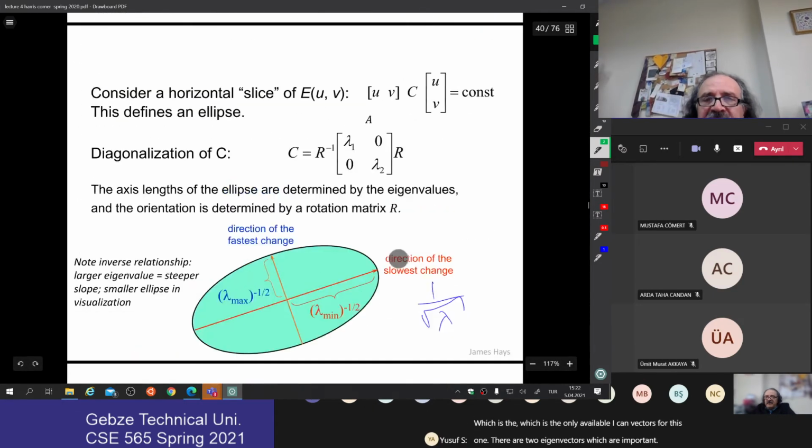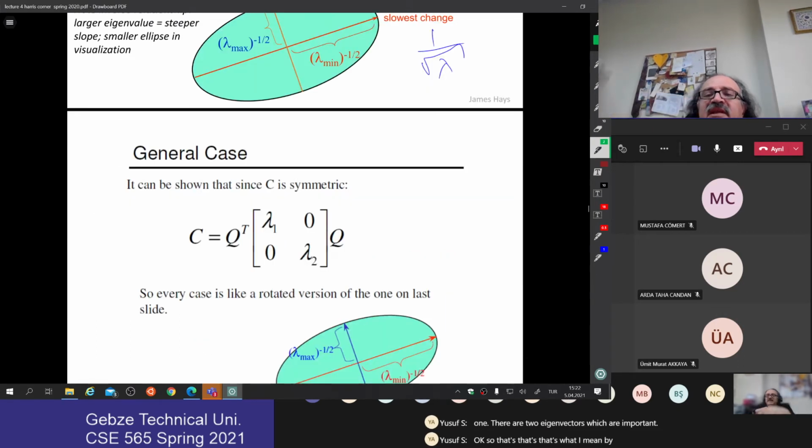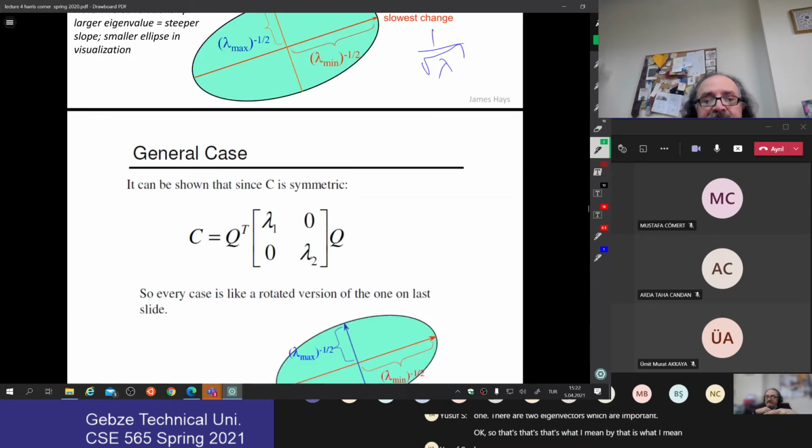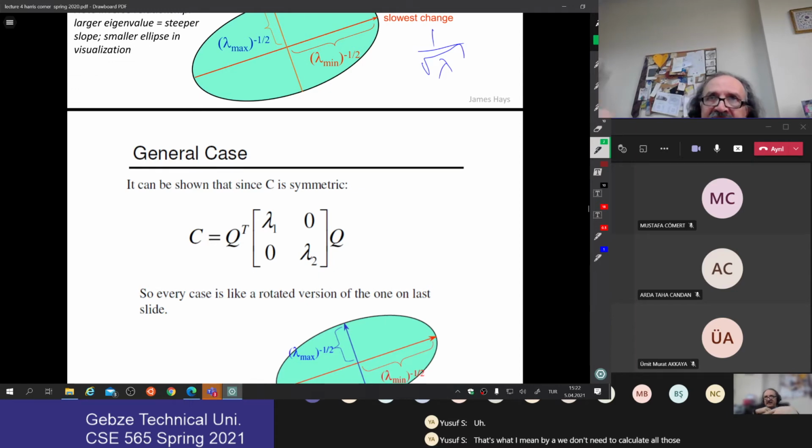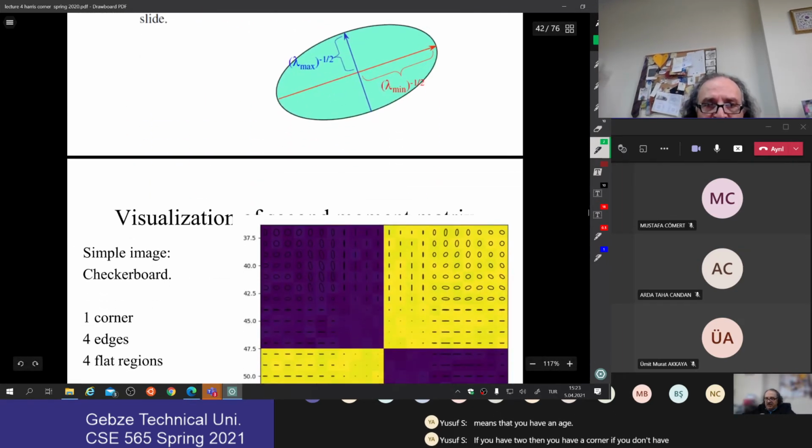So that's what I mean by this: we don't need to calculate all those m by n times 7 times 7 calculations. All we need to do is get this 2 by 2 matrix and do the eigenvalue analysis. If you have just a single eigenvector, that means that you have an edge. If you have two, then you have a corner. If you don't have anything, then you have a flat image in your hand.